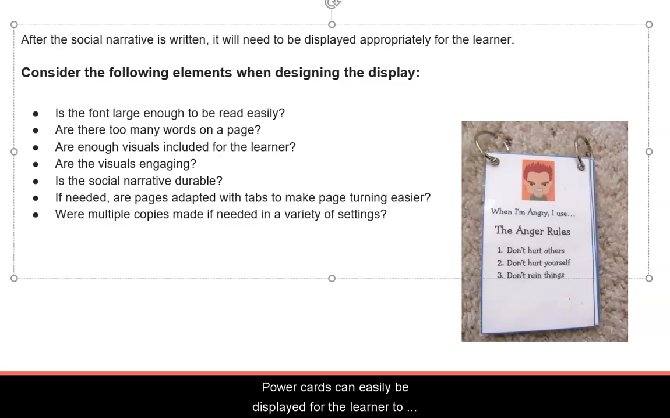Power cards can easily be displayed for the learner to see. You want to make sure with any social narrative that it is able to be accessed and easily read. Consider the following: the size of the font, the number of words on a page. Are there enough visuals, and are the visuals engaging enough that they capture the learner's attention? If needed, are adaptations made so the student is able to easily access the narrative?